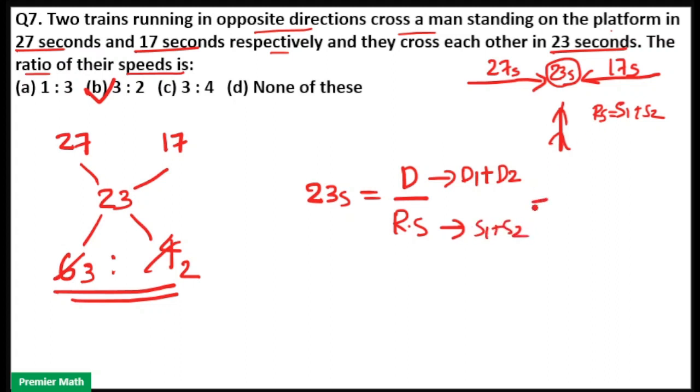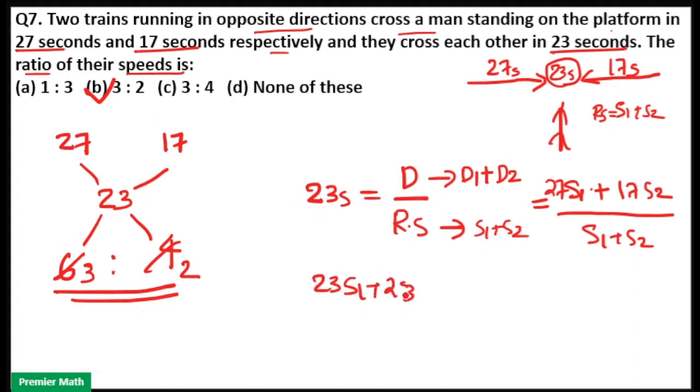That means here D1 plus D2. D1 is equal to speed into time. Speed is equal to S1 and time is equal to 27. Same way, for the second, time is equal to 17 seconds and speed is equal to S2. So 27 S1 plus 17 S2 is D1 plus D2, the distance travelled by both the trains. Then again relative speed is equal to S1 plus S2. That means S1 plus S2 into 23. That is 23 S1 plus 23 S2 is equal to 27 S1 plus 17 S2.